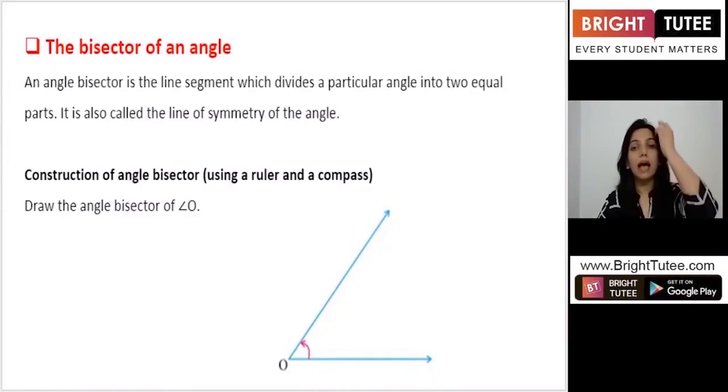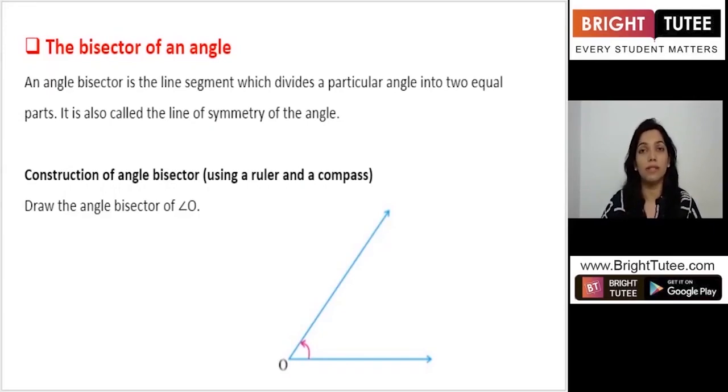An angle bisector is nothing else but a particular line that is going to divide the given angle into two equal parts. Like you learned about the perpendicular bisectors for the lines, it was just dividing a line into two equal parts. Now we are going to bisect the angle that way. An angle bisector is the line segment which divides a given angle into two equal parts. It is also called the line of symmetry of the angle. Again, the word line of symmetry comes in the picture. What is a line of symmetry? It divides a particular thing into two equal parts, right?